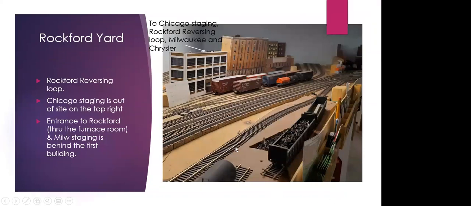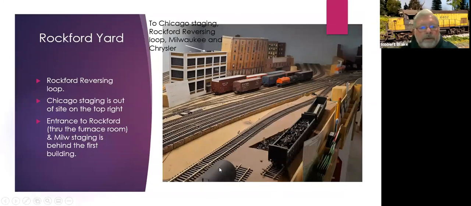Rockford Yard. Rockford actually doesn't look too busy today. Rockford reversing loop is behind this first building. Main line comes in through a hole in the wall behind that first building. And again, there's a main line. There's also a second track, an arrival departure track up there as well.